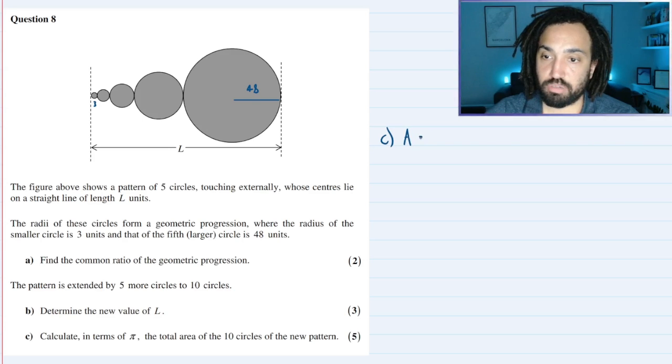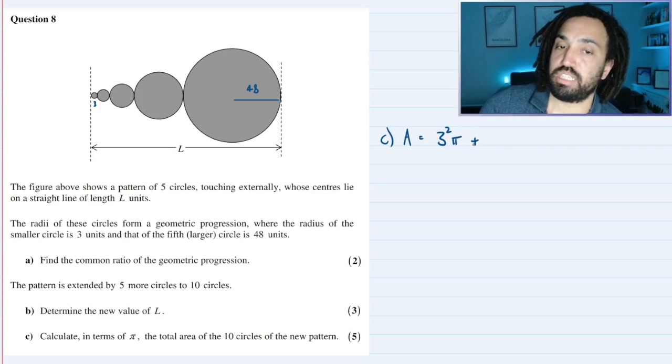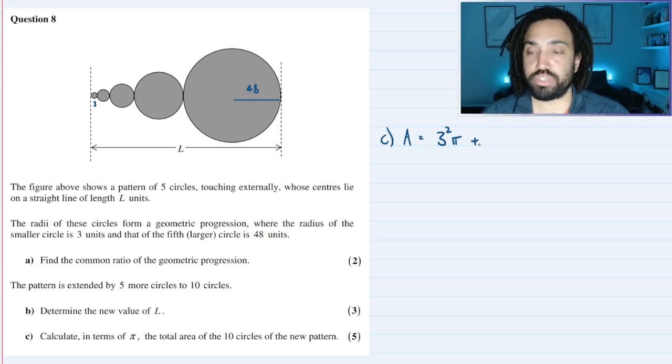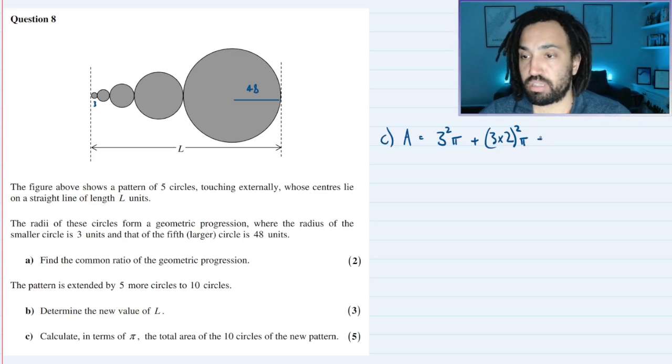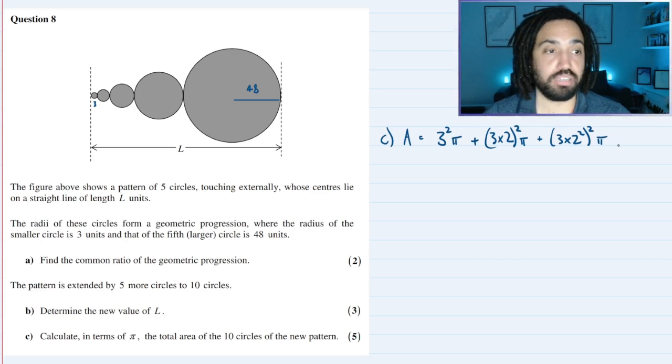So the total area will be the first area, which will just be 3 squared pi, because the radius is 3. And then for the next one, the radius is times by 2, because remember r was 2. So it will be 3 times 2, squared, pi. And for the next one, the radius is times by 2 squared, and then you square the radius and times it by pi.